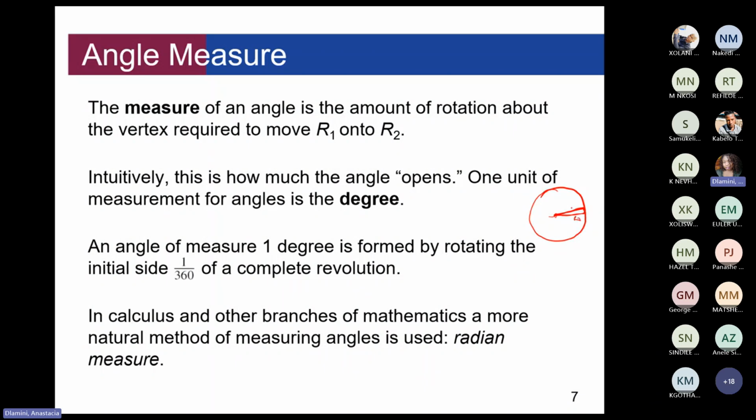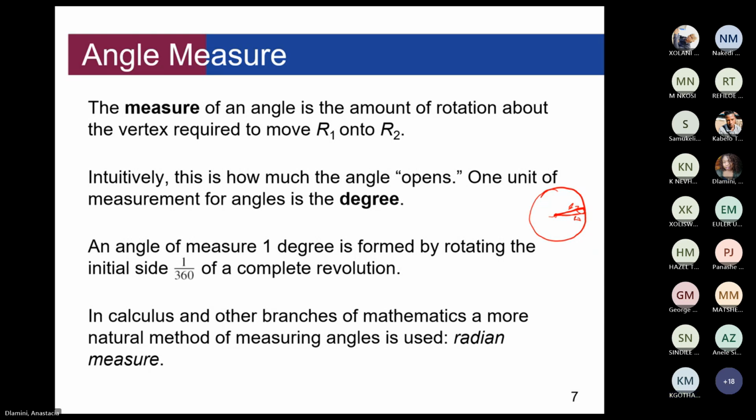So this is R1, this is R2. That's what they say. You have taken a portion of the pi. Remember when you were doing pi, you were using degrees. So you're taking a portion of the pi, meaning that you're taking 1. In calculus, listen to this. In calculus and other branches of mathematics, a more natural measure of measuring angle is used, which is the radian measure. Are we all together?